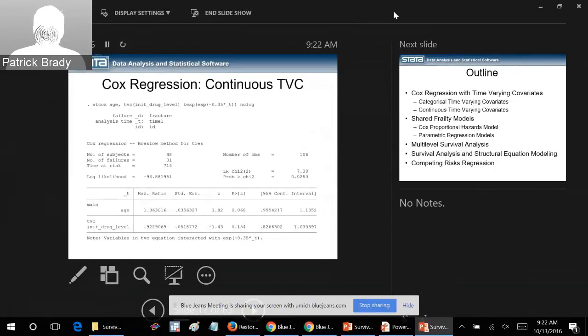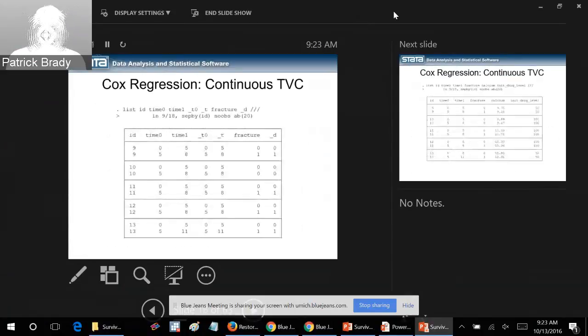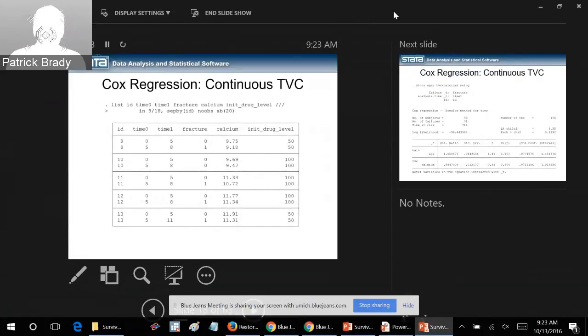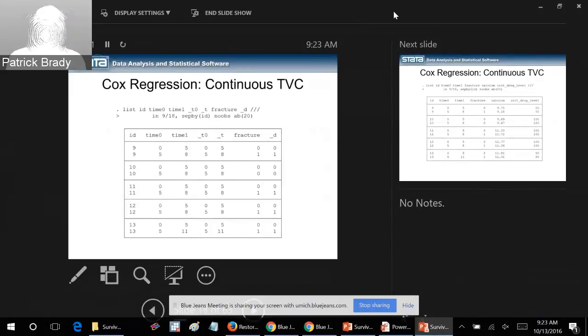The second one is a little more complicated, initial drug level. Here I'm still going to specify TVC as an option, time varying covariate, because it's time varying. But I want to specify a functional form for how that thing is varying. Remember, if I go back and look at the raw data, it's the same. They got a dose of 50, whatever, milligrams, and I got another dose of 50 milligrams. But I want to allow for the fact that it has a half-life of 2 days.